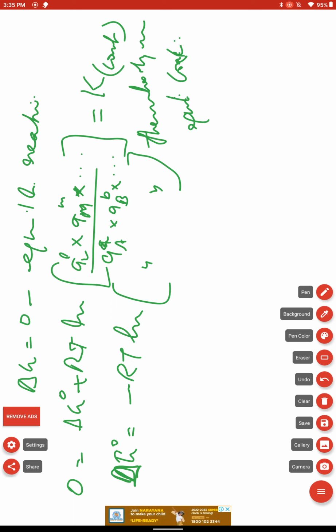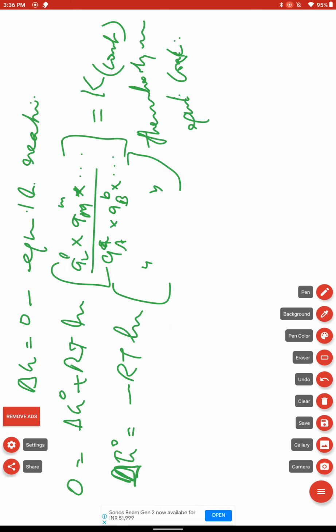One equation is representing the reaction isotherm, that is delta G is equal to delta G0 plus RT ln Q, where Q is the reaction quotient or activity quotient, or in terms of pressure we can express delta G is equal to delta G0 plus RT ln QP, that is the pressure quotient.